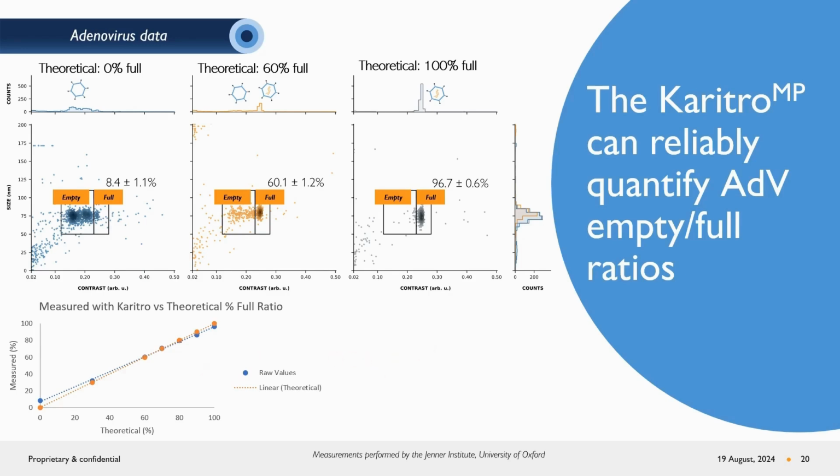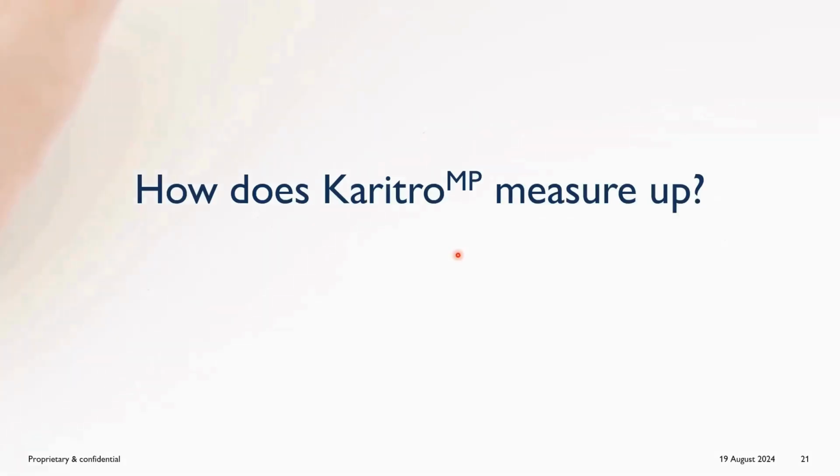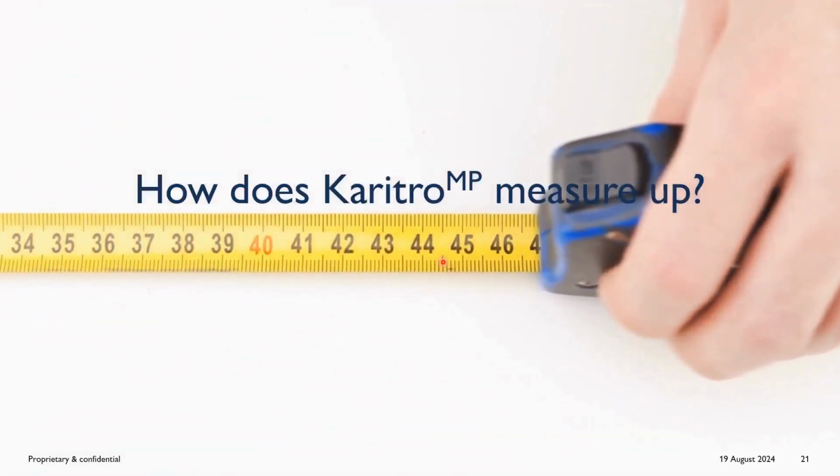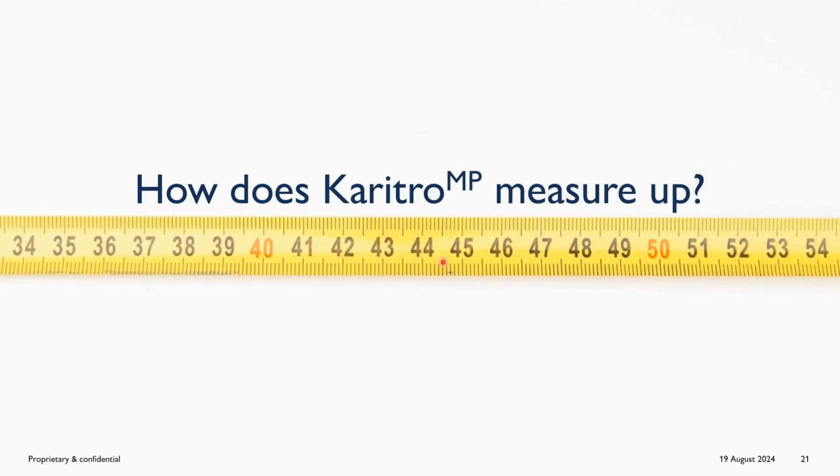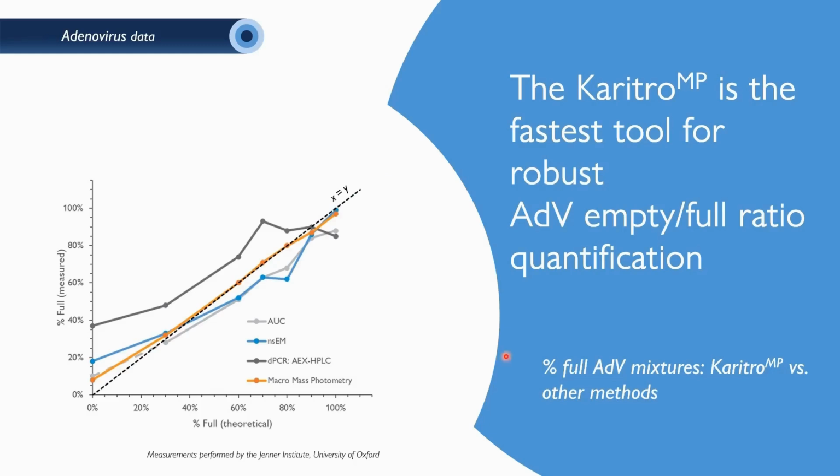But let's look at now, how does Karitro measure up? How does it compare with other technologies? So the KaritroMP is actually the fastest tool for robust empty-full quantification for adenovirus samples.